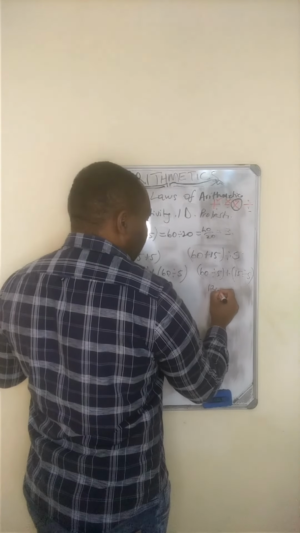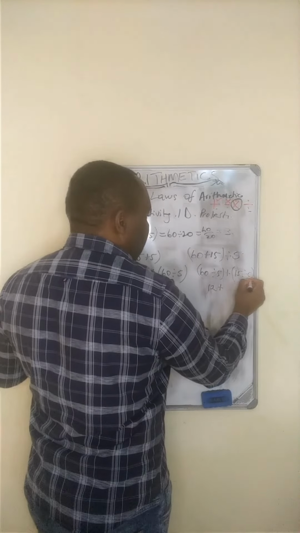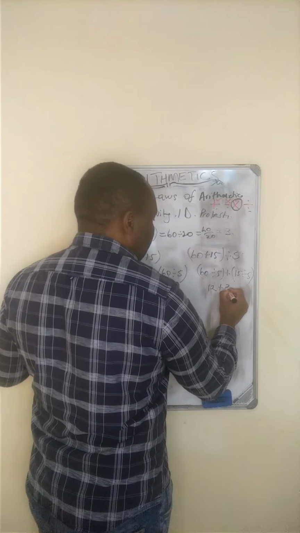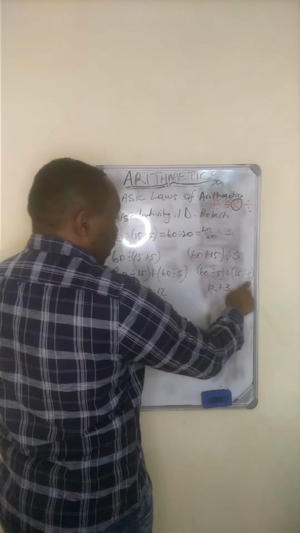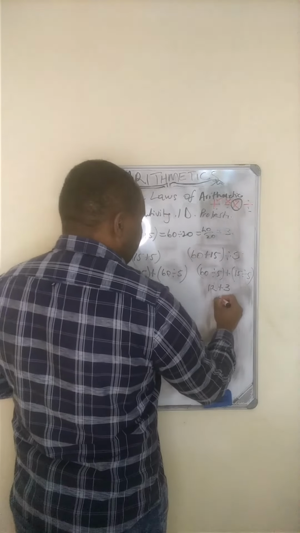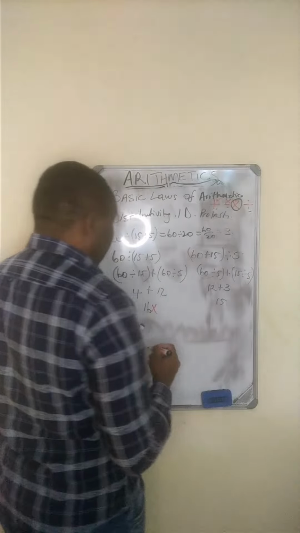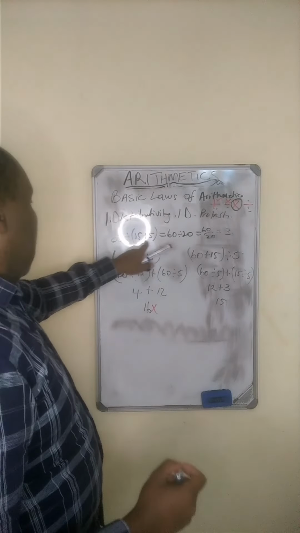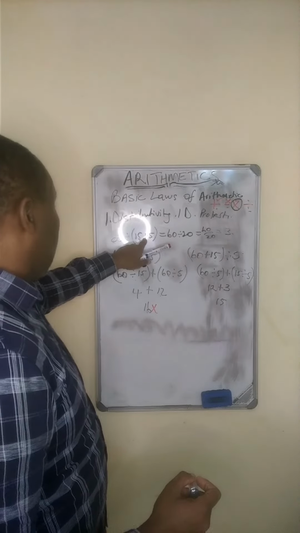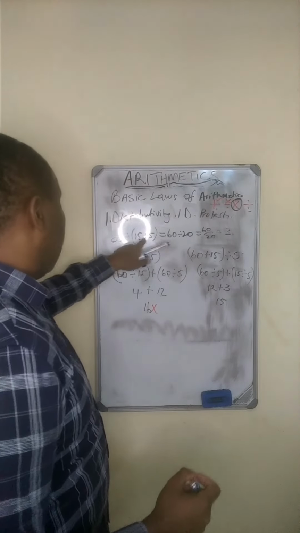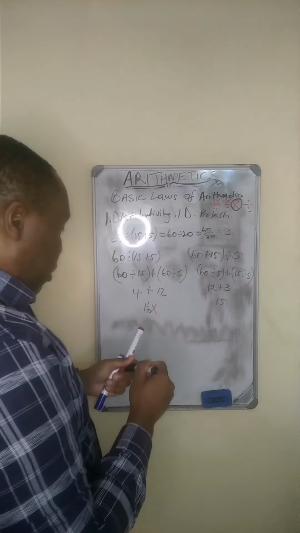60 divided by 5 is 12, plus 15 divided by 5 is 3. 15 divided by 5 is 3. It gives us 15. 15 plus 5 is 20, and 60 divided by 20, it's giving.